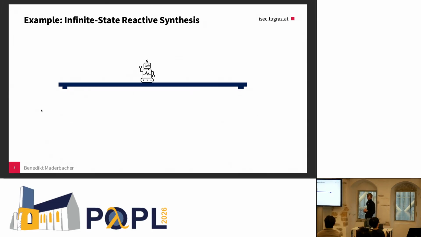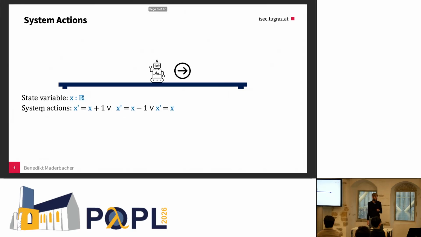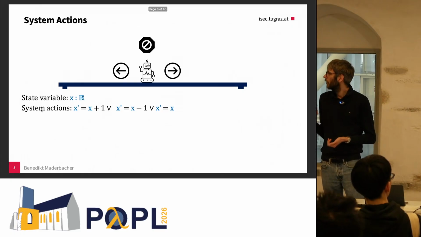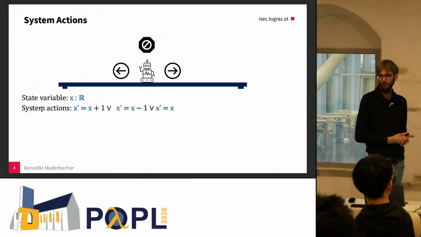Let me show you a small example. We have this cute robot here that is standing on some track. Let's start by modeling this in the infinite state temporal logic. Let's first introduce a state variable, let's call it x, which is a real valued variable, and it defines the position of the robot on the track. The robot should also be able to do something; just standing there is boring. So it can move to the left or to the right, or it can just not move. This gives us three possible actions that the robot can choose from.